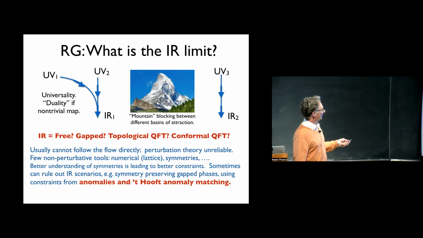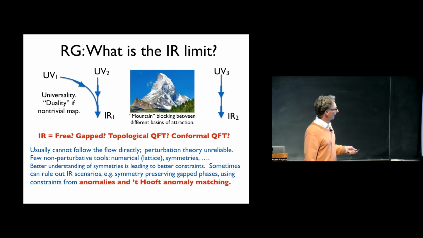These two theories also could look very different from each other. It's called a duality if there's some non-trivial map here. And then there could be some mountain in field space, which is blocking these different streams from some other stream. And then that other stream is some other ultraviolet starting point, which might go to some different infrared fixed point. And so again, the interesting question is what happens in the infrared?